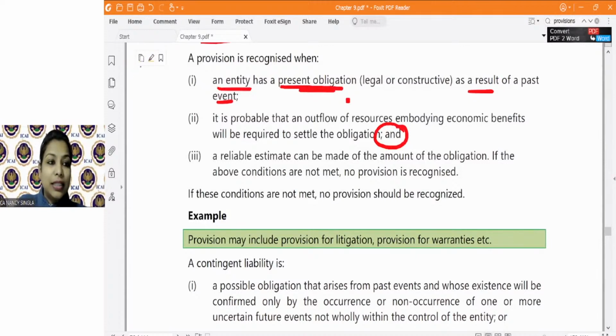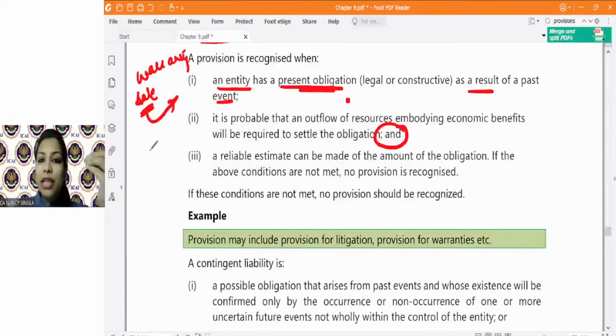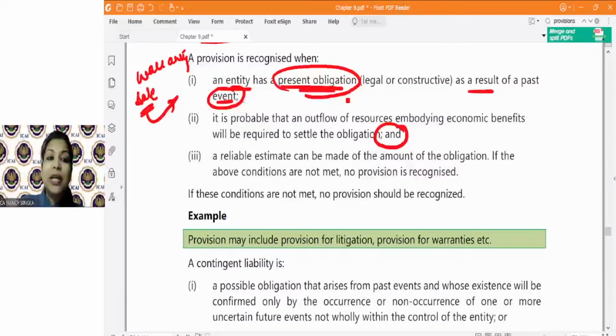So let us try to understand this with the help of warranty ka example. So warranty kya hai? That jab bhi the company has a sale transaction, a warranty is given that if there is any problem in the product, let's say within the next 1 year, the company is going to replace it or repair it, है ना. तो present obligation है that the company will have to repair it, है ना, as a result of past event. What is the past event? That there was a sale along with which warranty was given.